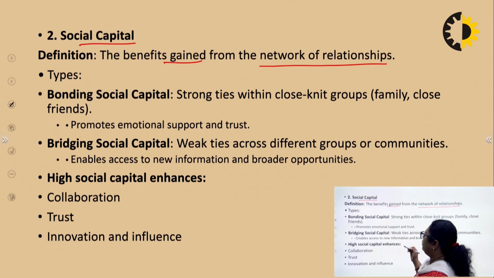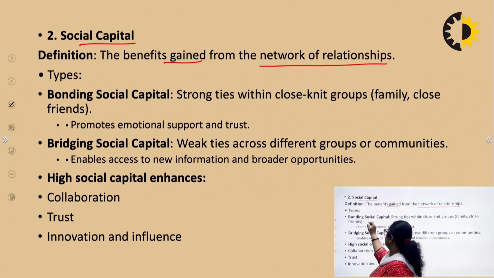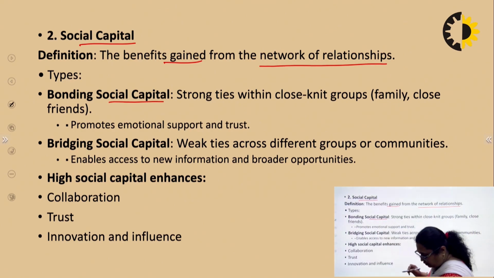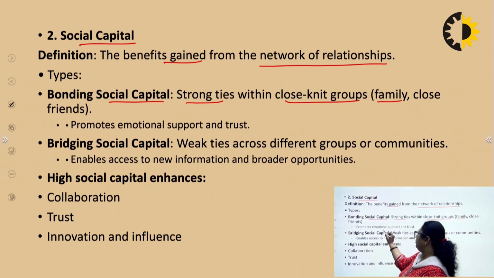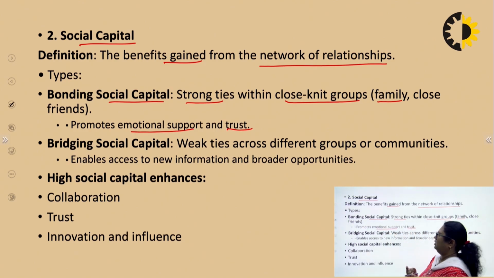If we look at the types, bonding social capital represents strong ties, that means close-knit connections. We have social bonding in a social network, like family and close friends. What does bonding social capital promote? It promotes emotional support and trust.